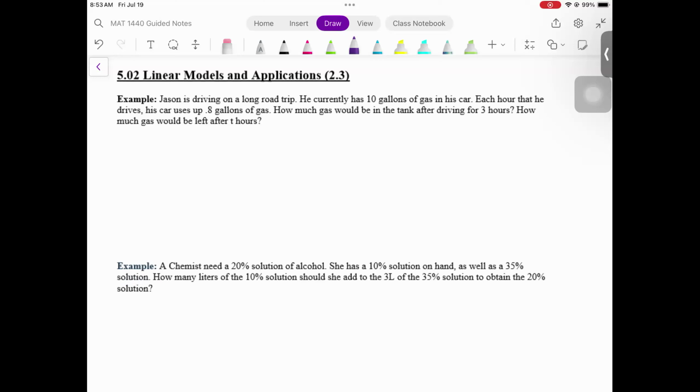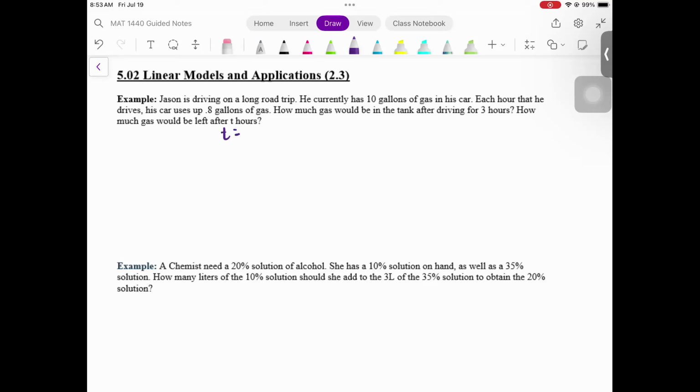Jason is driving on a long road trip. He currently has 10 gallons of gas in his car. Each hour that he drives, his car uses up 0.8 gallons of gas. How much gas would be in the tank after driving for 3 hours? How much gas would be left in the tank after T hours?